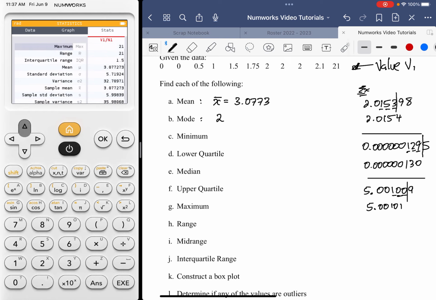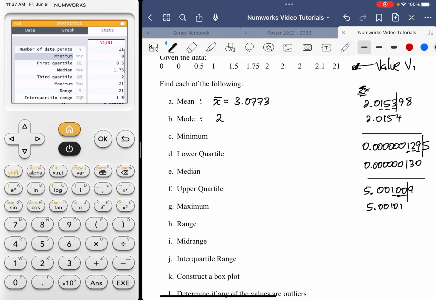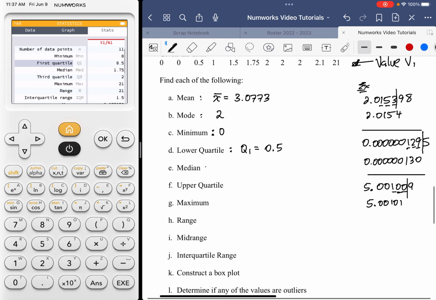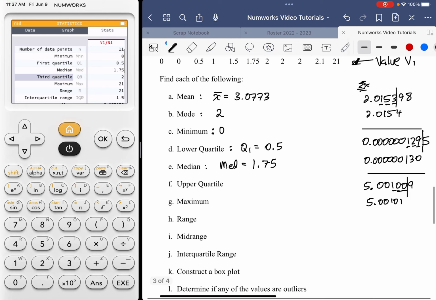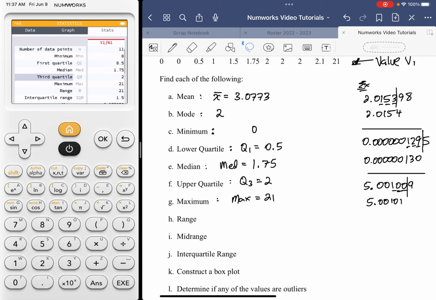Right, the minimum, back to the top. Min is 0. First quartile, Q1, is also known as the lower quartile, 0.5. The median, abbreviated, shockingly, MED, is equal to 1.75. Upper quartile, Q3, is 2. The maximum, abbreviated max, surprise, surprise, 21. You know what, I didn't put the abbreviation for min. Or, I'm sorry, for minimum, which is min.